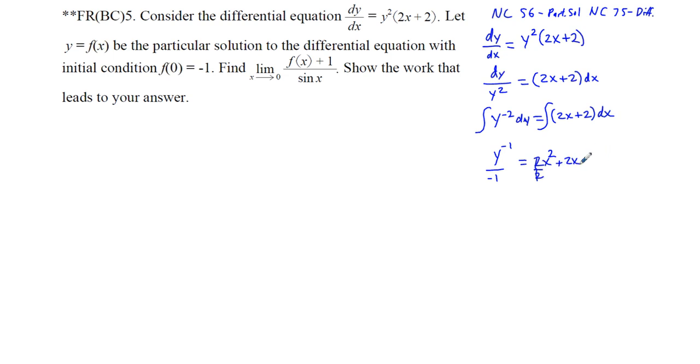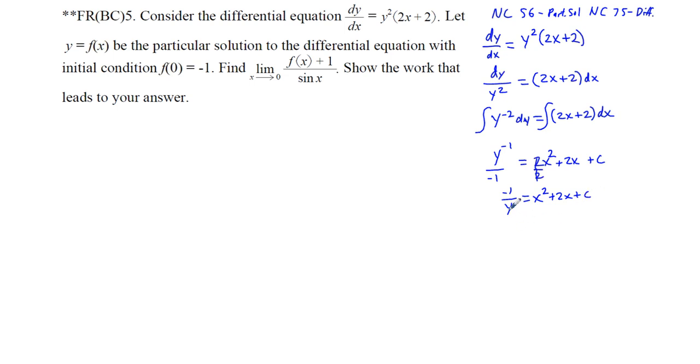And in making an indefinite integration, we're also going to have to add a constant, which is going to be plus c. And so what we have is y to the -1 power, or actually negative y to the -1 power. So we're going to have negative 1 over y is equal to x squared plus 2x plus c.